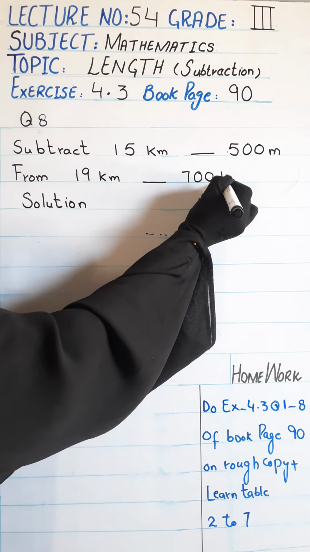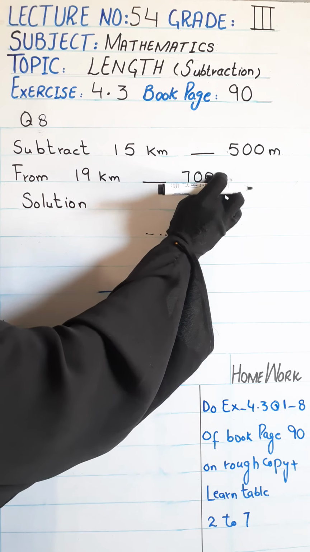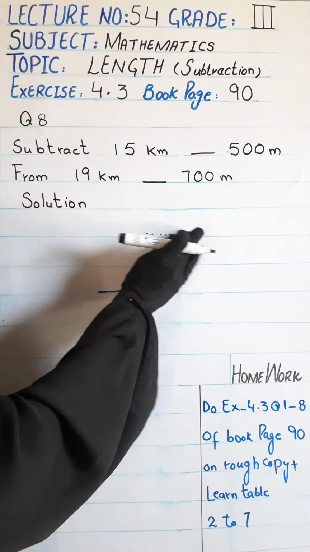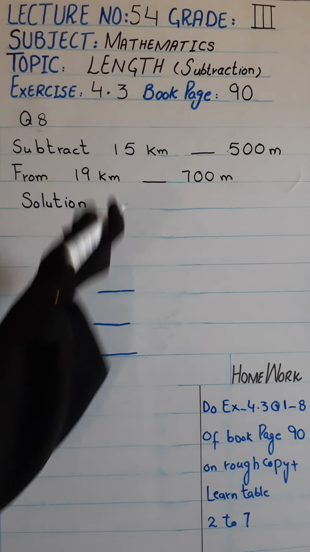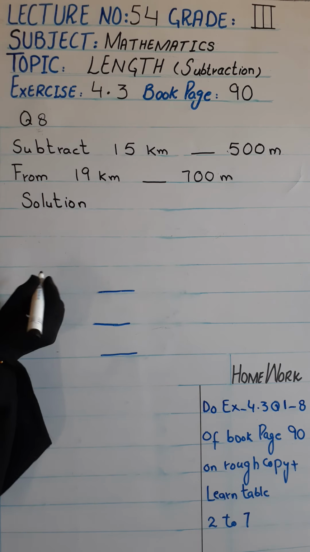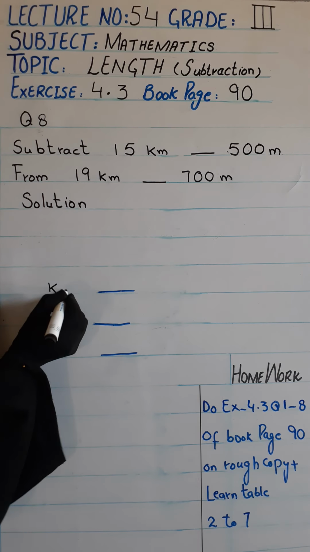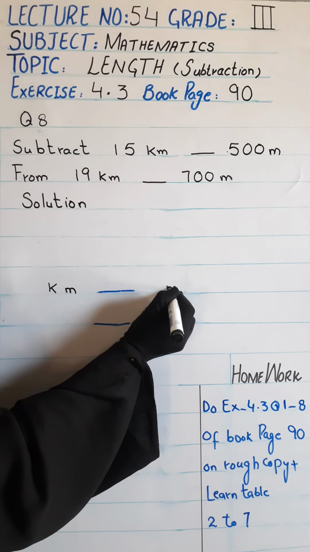Not 900, 700. Okay, 700 meter. The question is: subtract 15 kilometer, 500 meter from 19 kilometer, 700 meter. Look at the board. Again, give the heading of solution. Write the units for yourself, like kilometer, then meter.